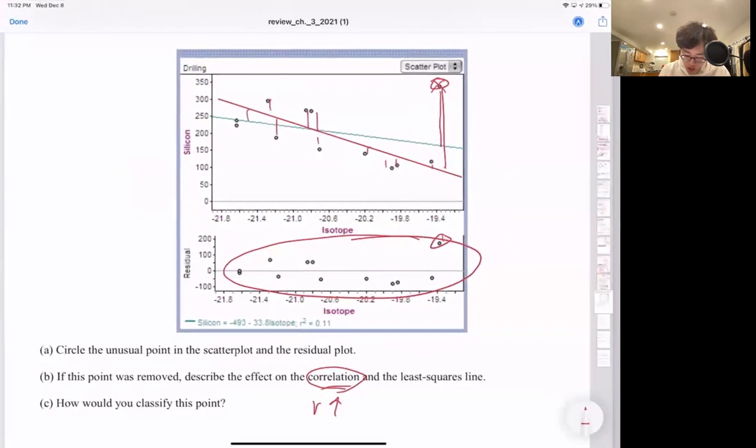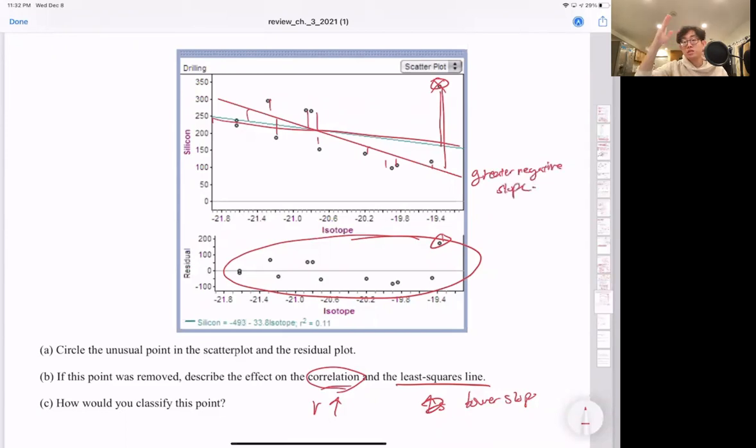Than having to deal with that point from the get-go. And the least squares regression line will have a lower slope, because you can see how it was flattened out like this. Well, it's technically going to have a negative slope, but it's going to have a greater negative slope.